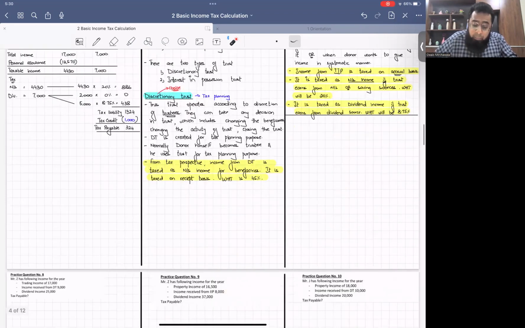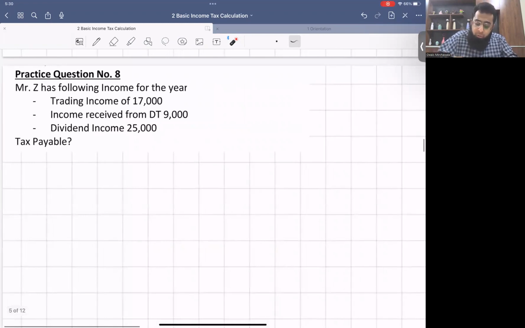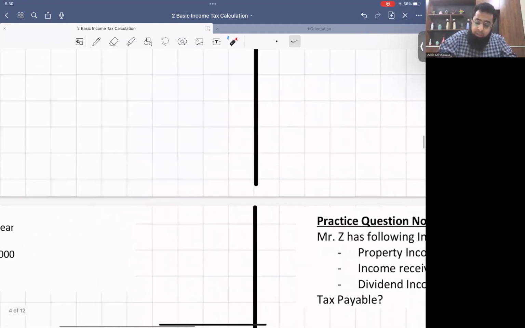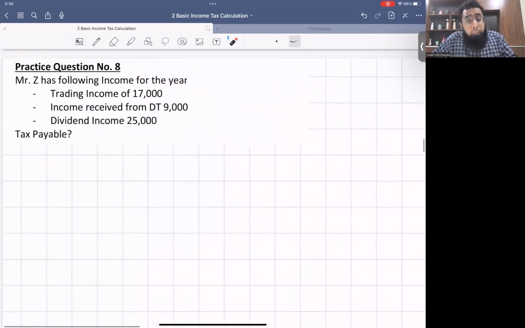Let's look at 3 practice questions in this regard. You all know that my approach is that first we discuss the concept and then we do the practice questions so that the calculation approach, the mathematical part gets clear. Okay, let's look at it. I want you all to concentrate.